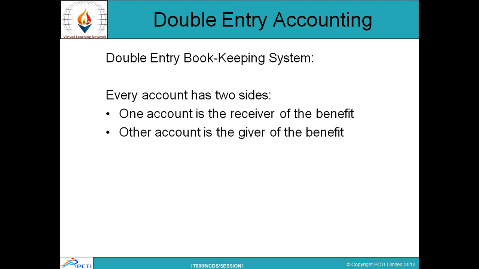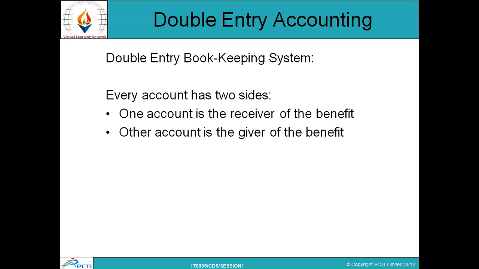So what happens here? You must be noting that the amount of the benefit received by one account is always equal to the amount of the benefit given by the other account. It cannot be two different figures. It has to be the same, because this enables us to record the true effect of any business transaction.